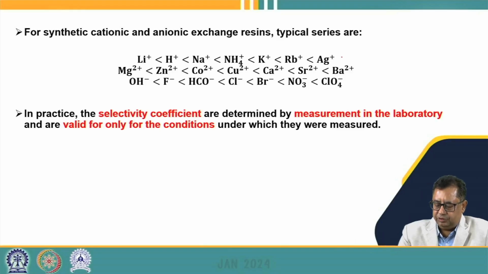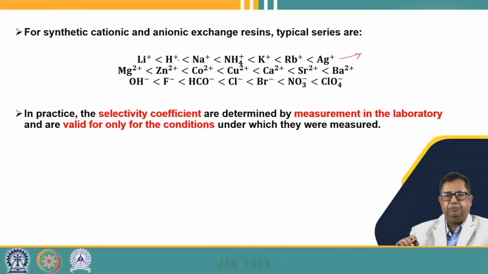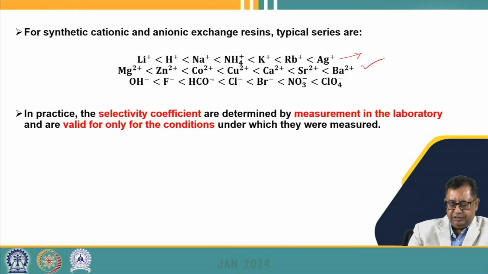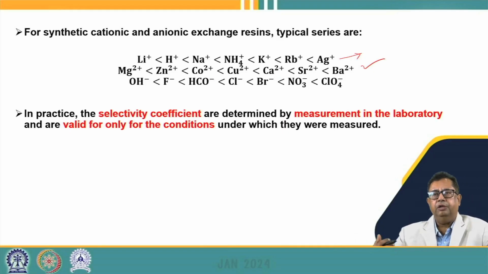So in these series, for example, in the monovalent cations, silver can replace rubidium, rubidium can replace potassium, potassium can replace ammonium ions, ammonium ions can replace sodium ions, sodium ions can replace H plus ions, and H plus ions can replace lithium ions. Similarly, when we talk of divalent ions, barium can replace strontium, strontium can replace calcium, calcium can replace copper and cobalt, and then zinc and magnesium. So by seeing these typical series, we can decide which ions present in the solution will replace which ions present on the ion exchange resin.